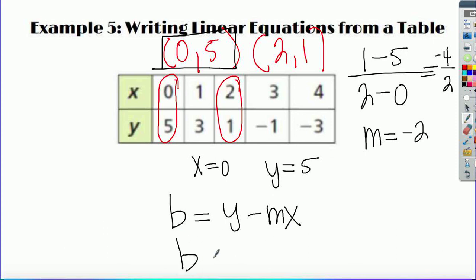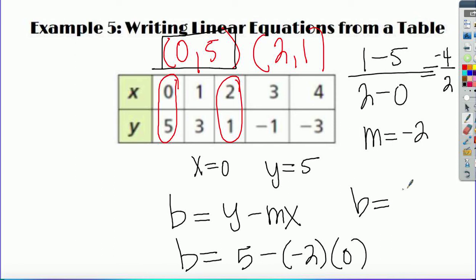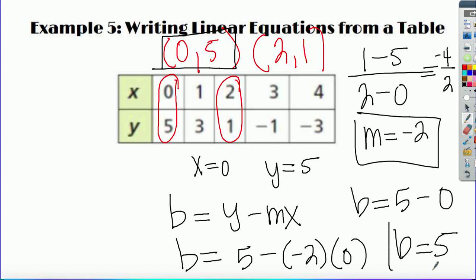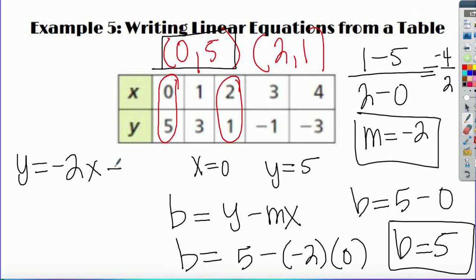So b is equal to the y-coordinate of 5 minus the slope of -2 times the x value of 0. Multiplication has to happen before subtraction, so b is equal to 5 minus -2 times 0 is just 0, so b is equal to 5. The same process still works. We picked out two ordered pairs and did the process we had done on examples 1 through 4. I now have a slope and a y-intercept, and I can write my equation y equals negative 2x plus 5. We got the same answer as the previous version.